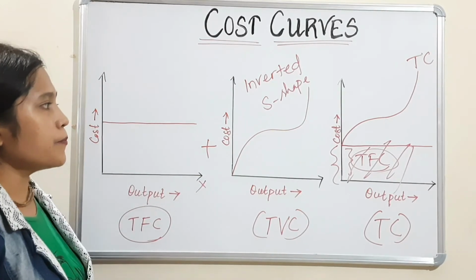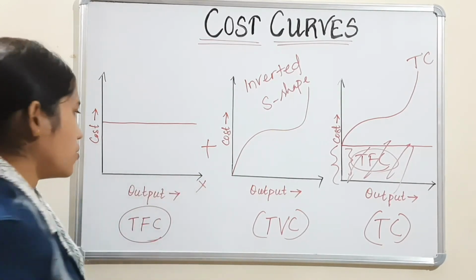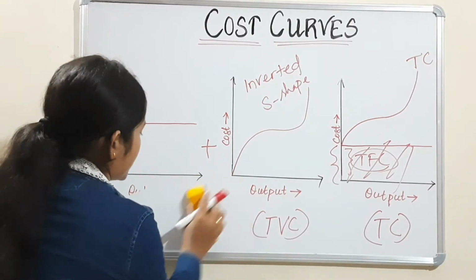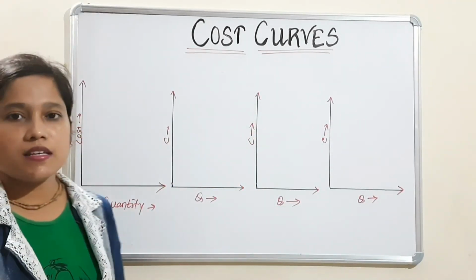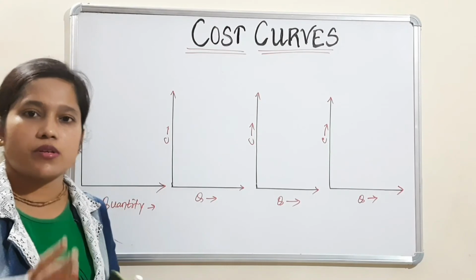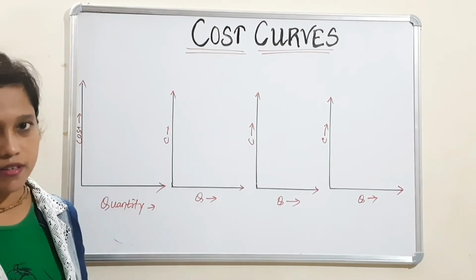Next we will see the average cost concept. Let me rub all this. Just a minute. Now we will see the average form. Total fixed cost, total variable cost, total cost we have seen here.